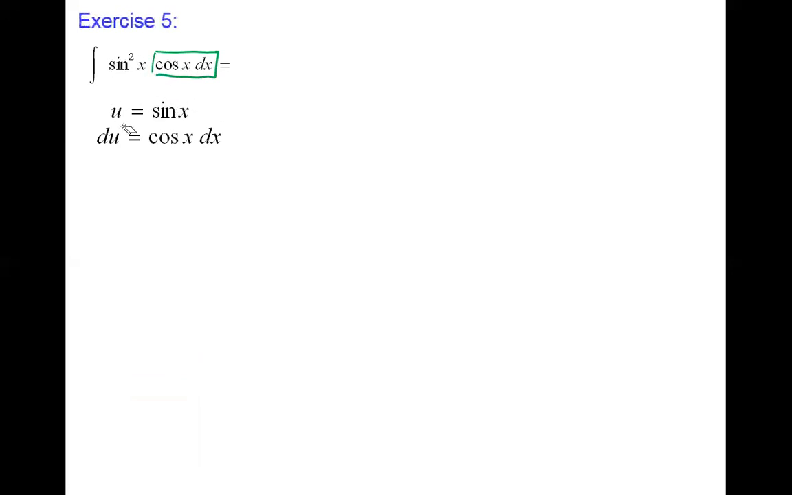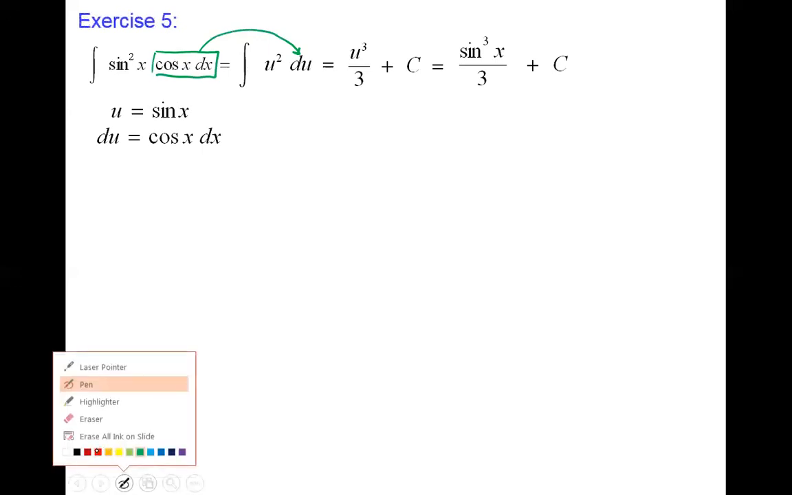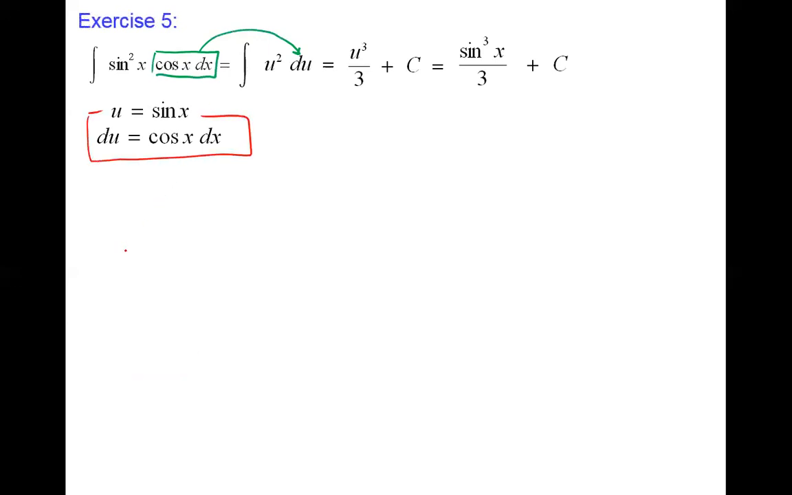So u is sine of x, du is in my box, cosine of x dx. The derivative of sine of x is cosine of x dx. And then sine of x squared means u squared, and this box was actually du. The integral of u squared du is just u cubed over 3 plus the constant of integration, and we can substitute back sine of x instead of u. One more thing, sine square of x means exactly the same as the notation sine of x squared.